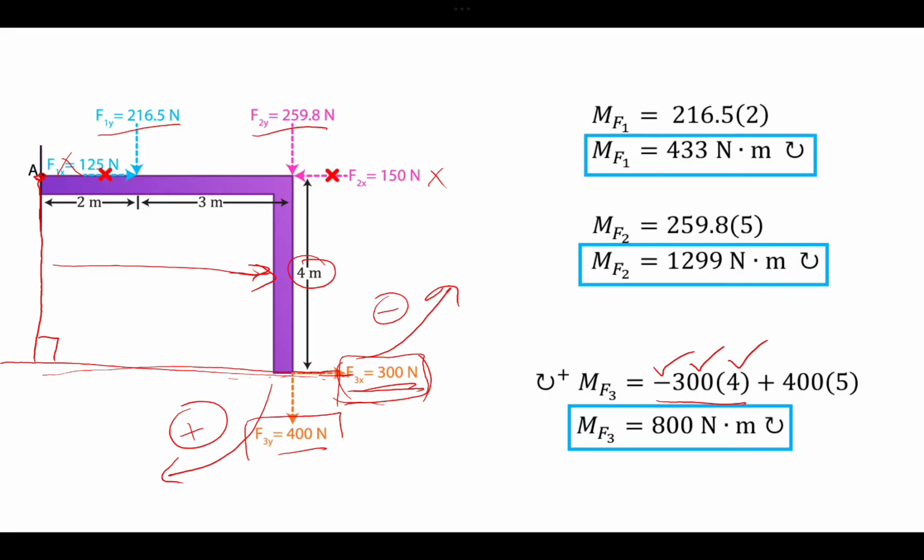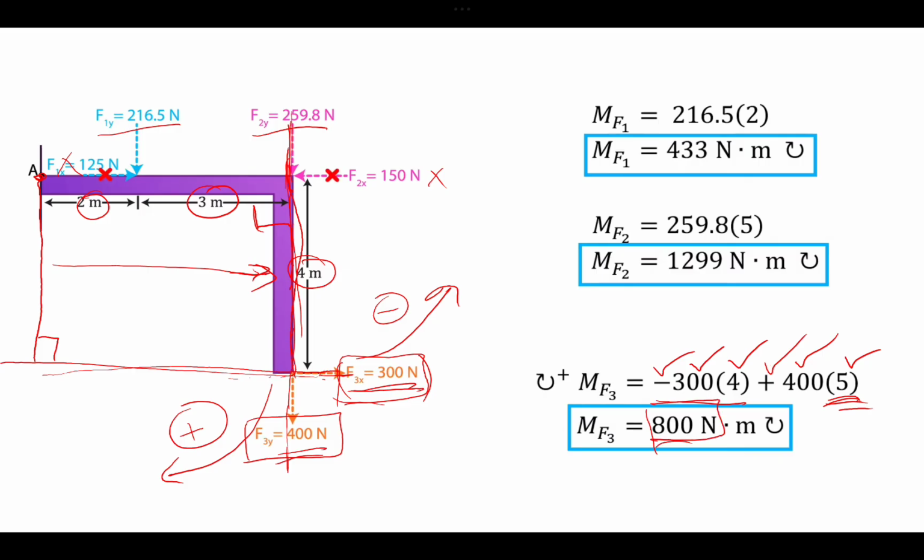The second one is F3y. It is clockwise, so we mention the positive sign, and then the force, which is 400, and then the perpendicular distance. If you look at the line of action, it goes like this. The perpendicular distance of this line of action is this one, equal to 2 plus 3. That is why we have mentioned the perpendicular distance as 5.